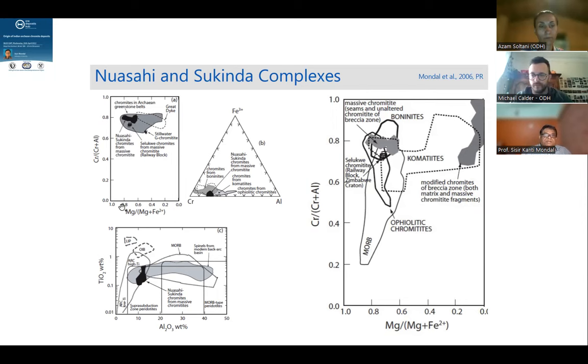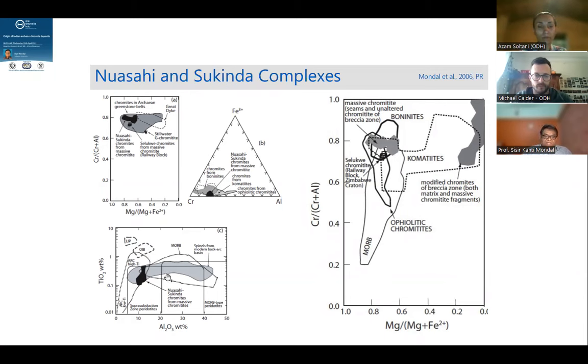In terms of Cr number and Mg number, they are characterized by high Cr number and Mg number, and they show resemblance with Selukwe chromites of Zimbabwe. We have some chromites in the Stillwater G-chromitite composition here, and you can see the difference between the compositions. And if we plot this composition in the Al2O3 plus Cr2O3 triangular diagram, these chromites from Nuasahi and Sukinda show resemblance with the chromites from boninites or chromites from komatiites.